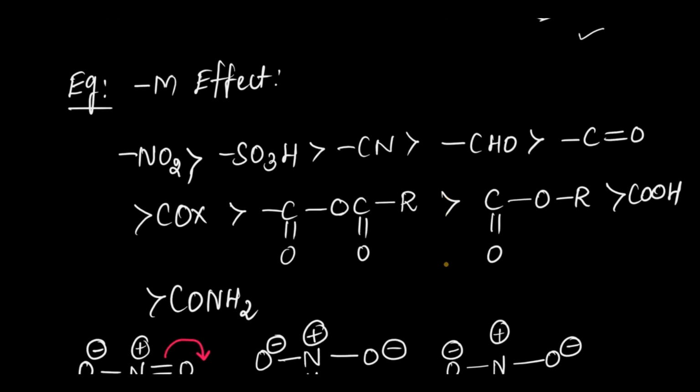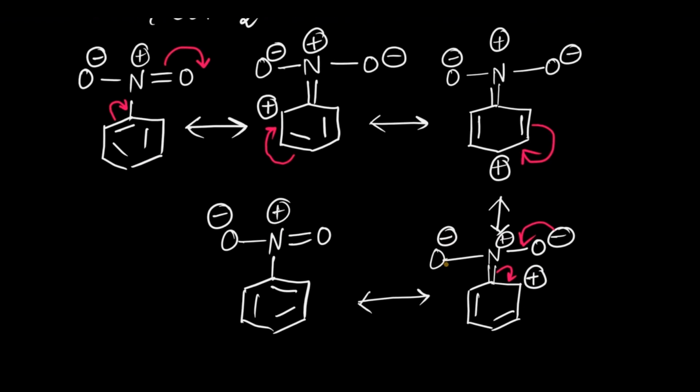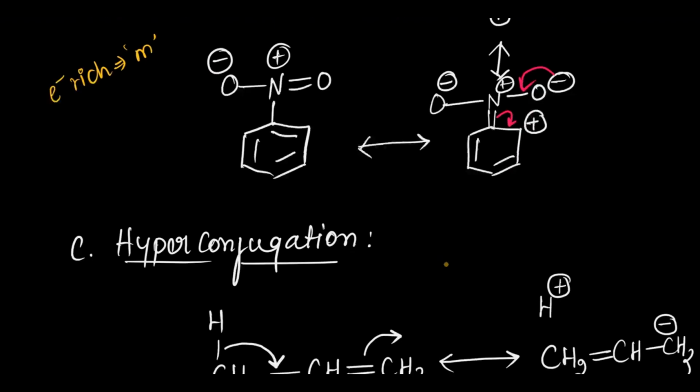And similarly, in case of minus M effect, which makes ortho and para groups positive in charge, comparatively meta is electron rich. So electron rich will be considered as meta comparatively, so the incoming electrophile will go to the meta position. Can you connect this with electrophilic aromatic substitution? That's why we are doing that.